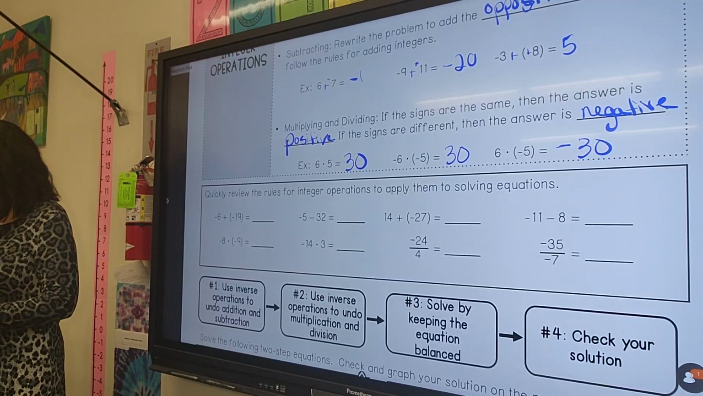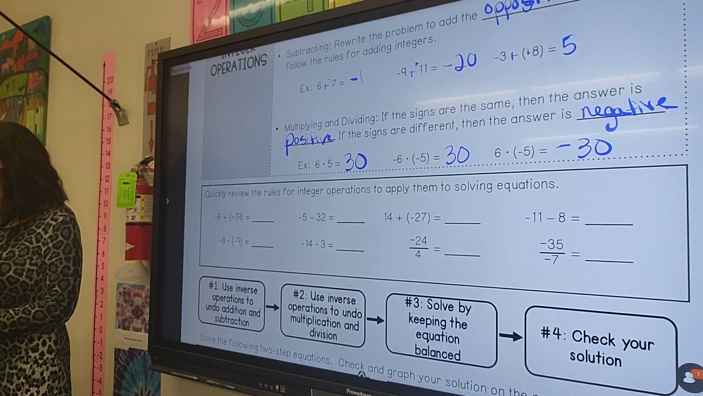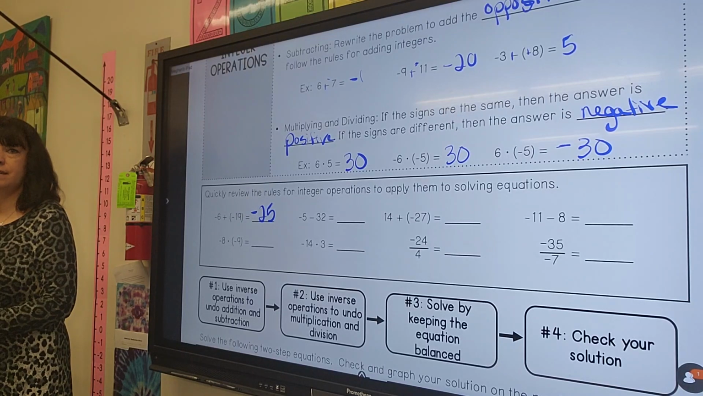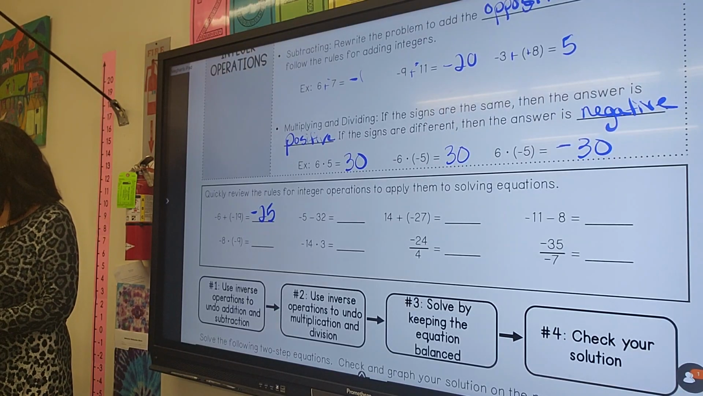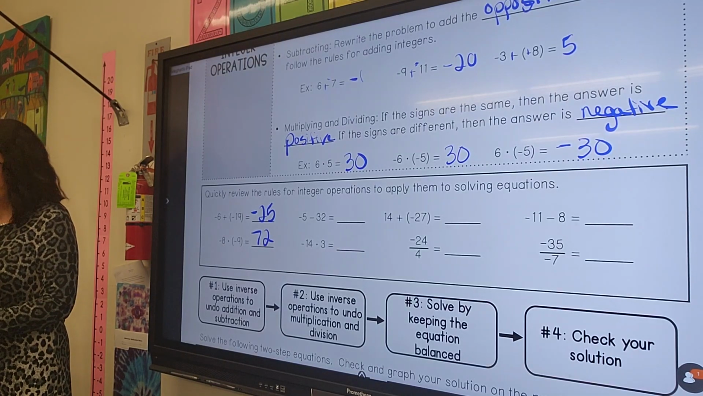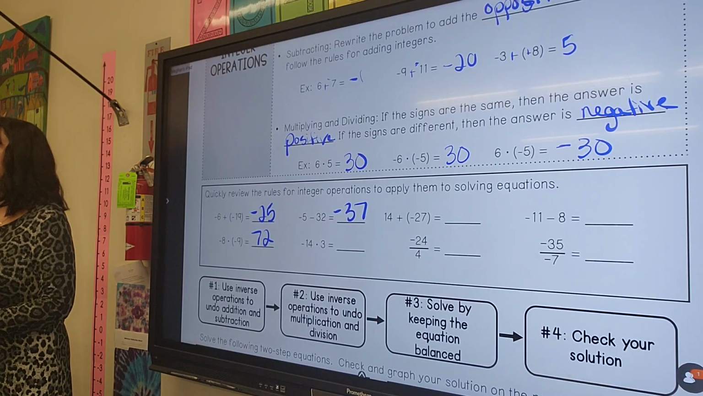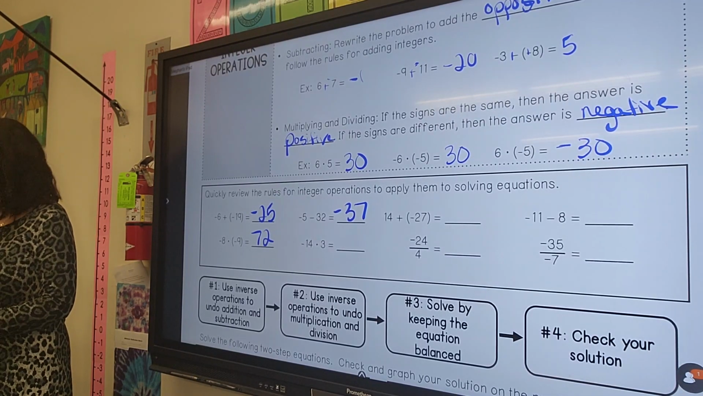First one, Jada? Negative 25. And the one underneath that, who wants to answer? Glenn? 72. Positive 72. Negative 5 minus 32, Farah? Negative 37. Negative 14 times 3, Dawson? Negative 42. Good.